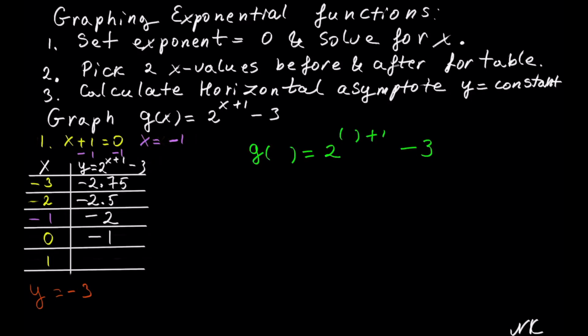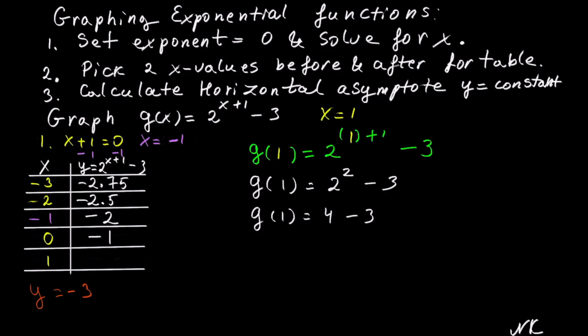And let's calculate the last y value at x equal to 1 by plugging in 1 for x into g of x. This will give us g of 1 is equal to 2 to the 1 plus 1, minus 3. So g of 1 is equal to 2 to the 1 plus 1, which is 2 squared, which is 4, minus 3, and we get g of 1 is equal to 4 minus 3, which is 1. So when x is 1, y is also 1.